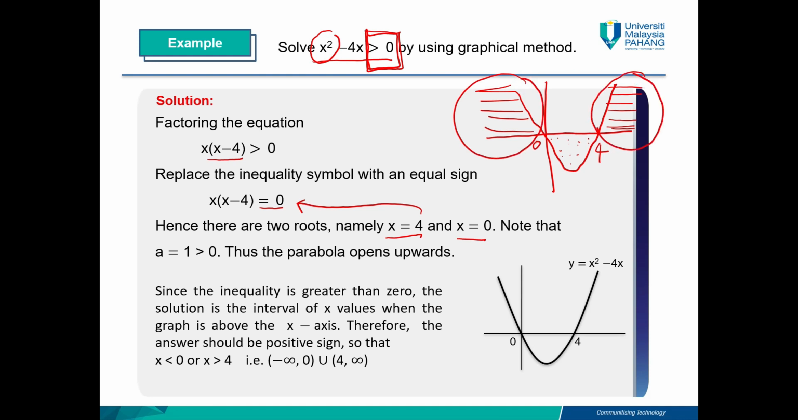So how to write that? x is from minus infinity until 0, and 4 until positive infinity, because this one is not including 0. So we have just an open bracket.